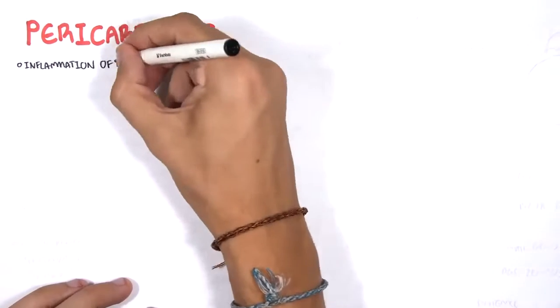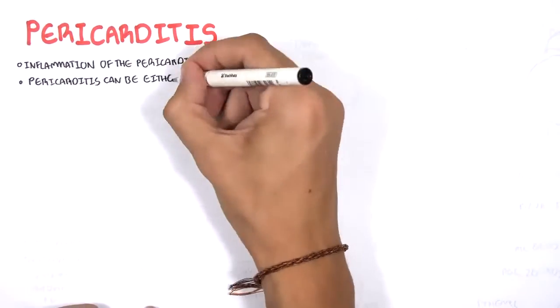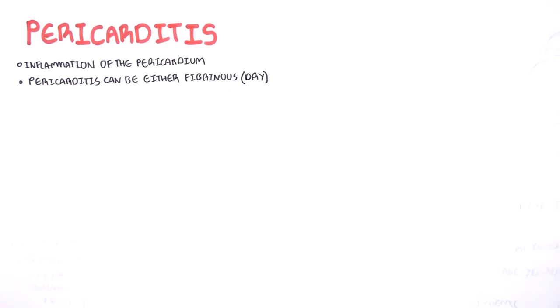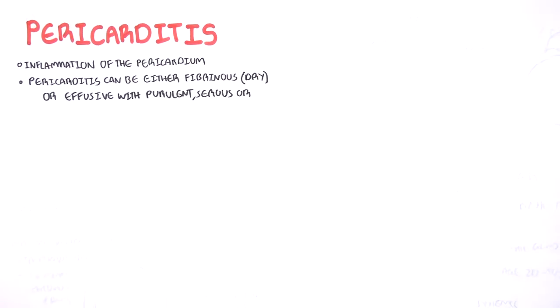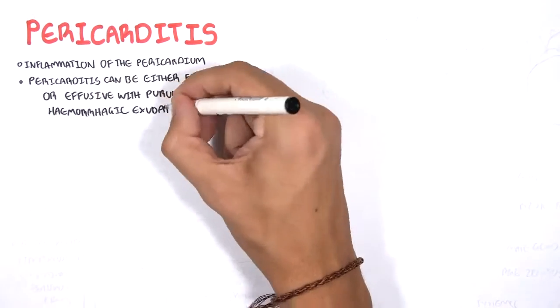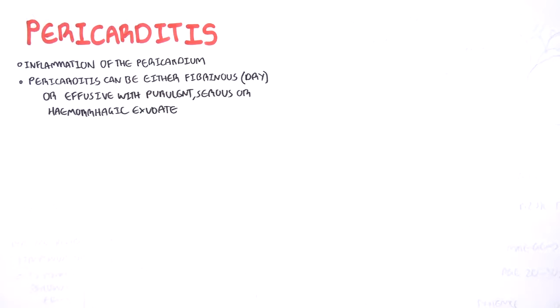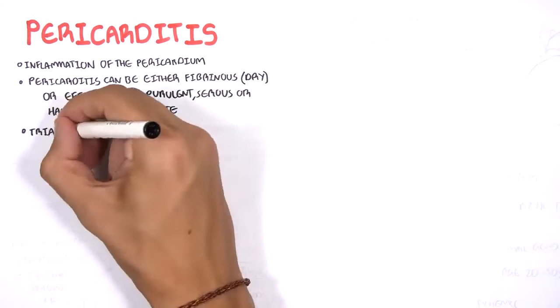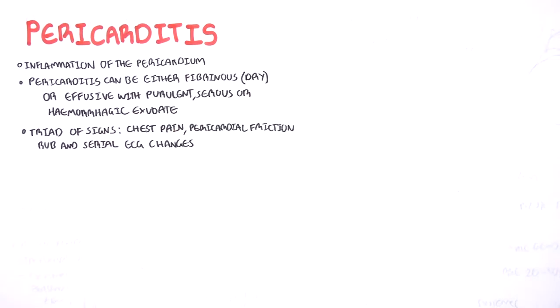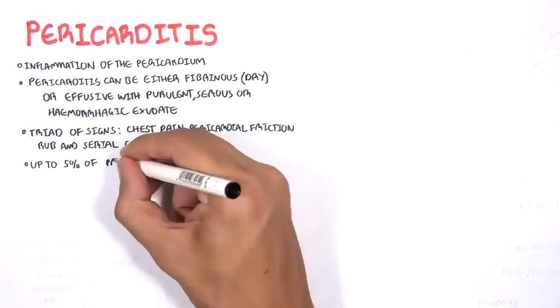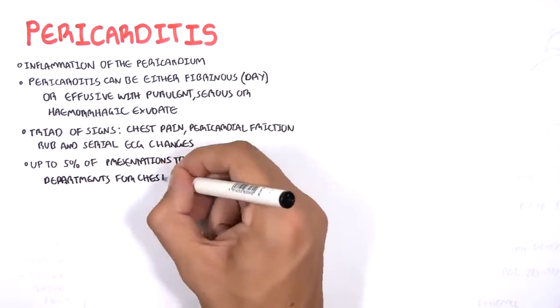Pericarditis. This is an overview and introduction. Pericarditis is inflammation of the pericardium. Pericarditis can be either fibrous, dry, or effusive, with purulent, serous, or hemorrhagic exudate. The triad of signs for pericarditis include chest pain, pericardial friction rub, and serial ECG changes. Pericarditis accounts for up to 5% of presentations to the emergency department for chest pain.